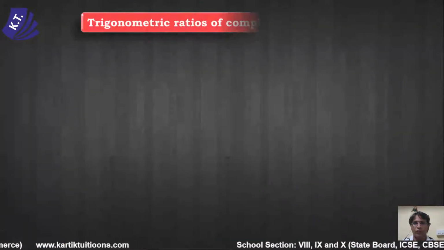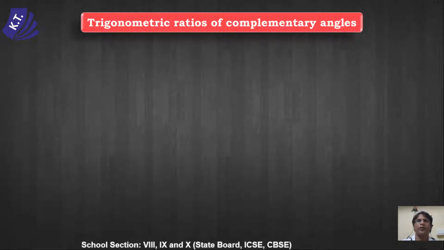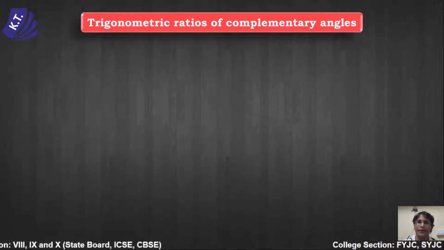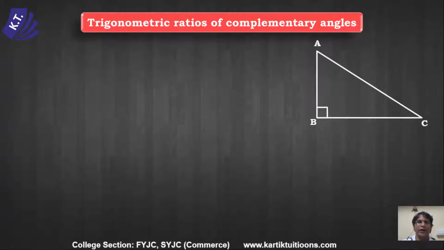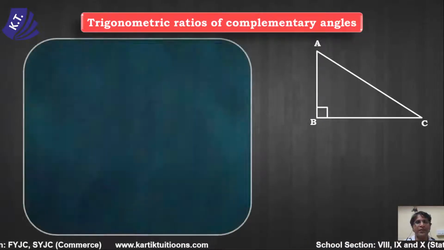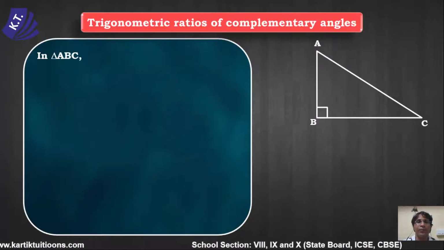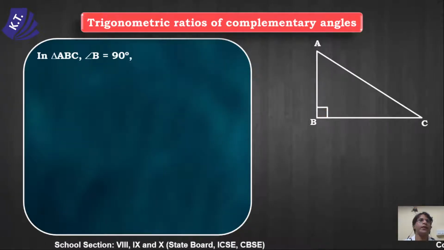So students, today we are going to talk about trigonometric ratios of complementary angles. Now let's first talk about complementary angle. See, I am considering a triangle ABC where my angle B is equal to 90 degrees.